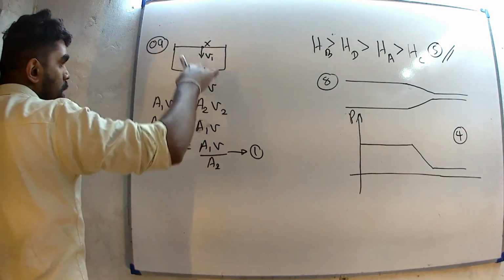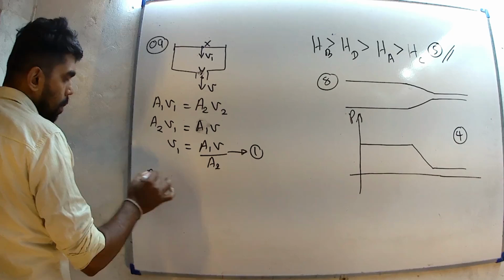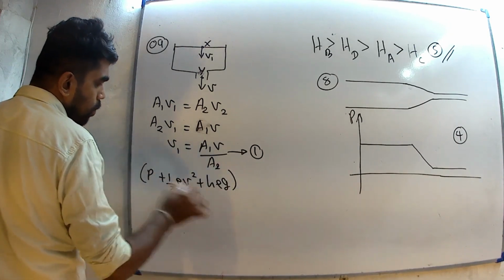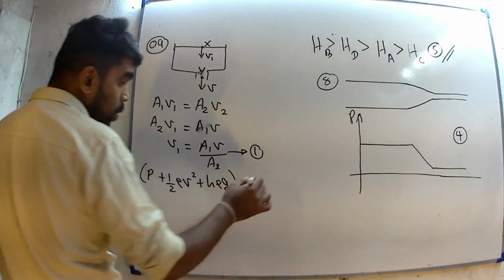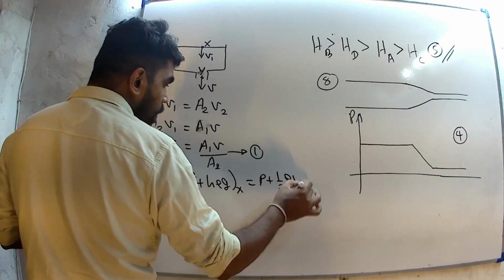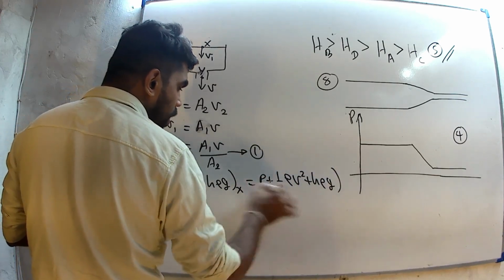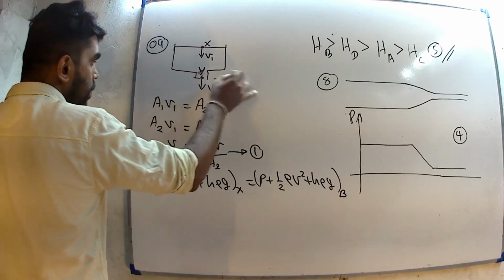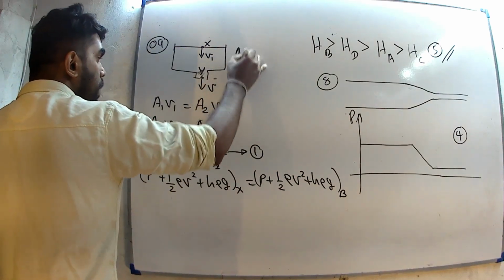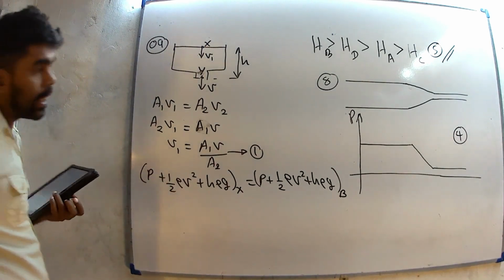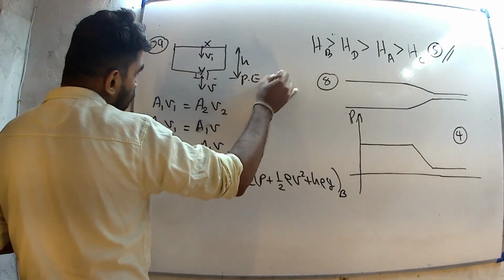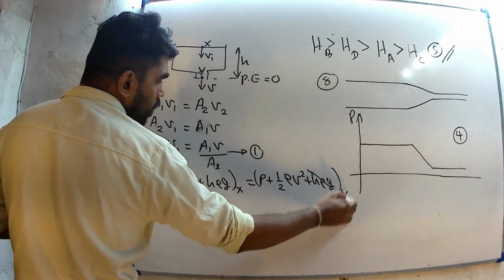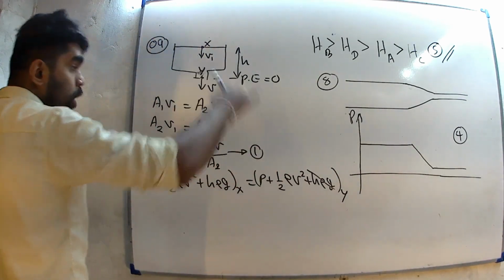Then we can use Bernoulli's principle between x and y. P plus half rho V squared plus h rho G for point x should be equal to P plus half rho V squared plus h rho G for point y. They have marked the difference of height as simply h. I will consider this level as the potential energy zero level. Therefore, height for point y should be 0, so the h rho G term should be 0 for point y.